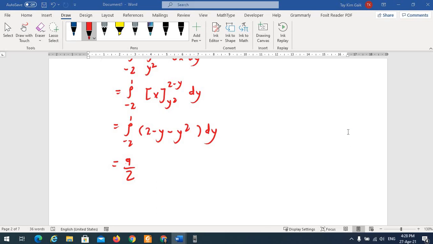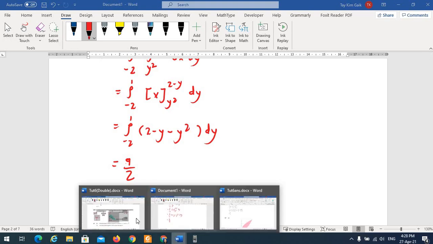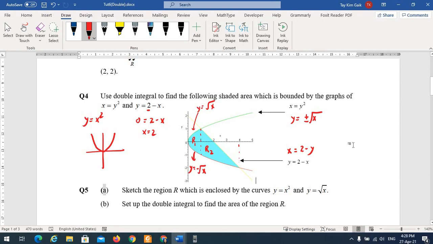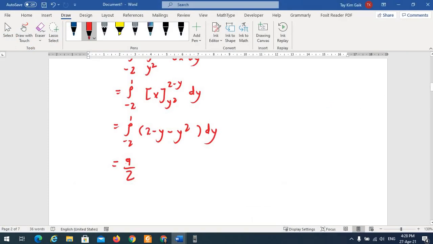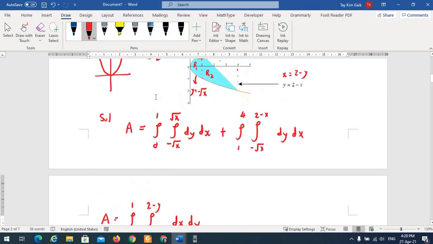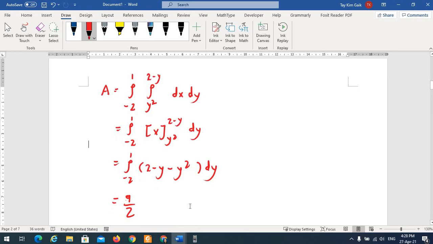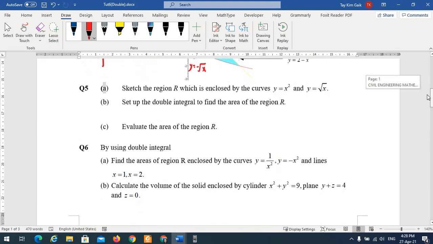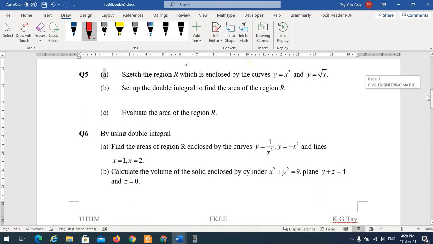So any questions here? Or question number 4? Any question? If no, you can just practice your integration skill. You can try to do this one, and the answer must be 9/2. Okay, question 5.